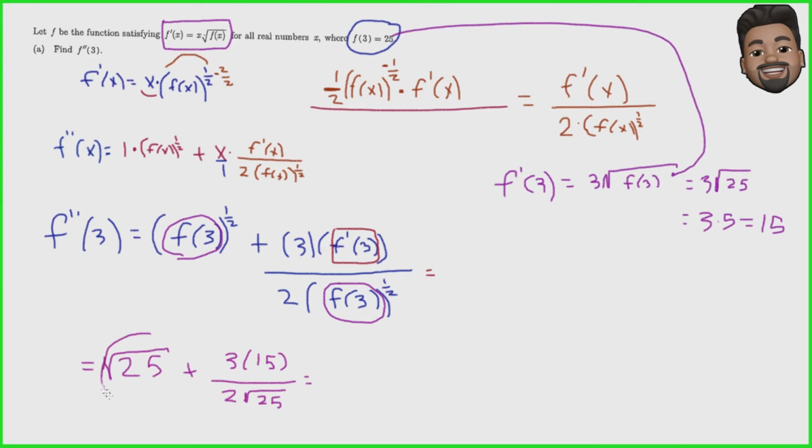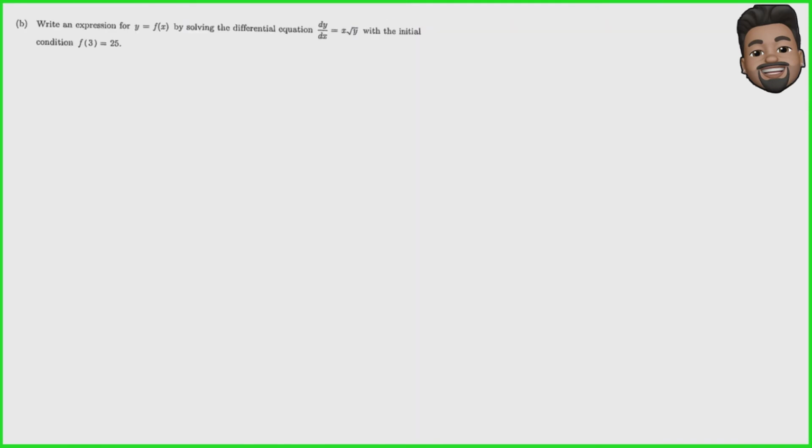The square root of 25 over here is 5, plus 3 times 15 is 45. Hopefully I know how to multiply numbers. You know that's an issue for me. The square root of 25 is 5. 5 times 2 is 10, and there it is. 45 divided by 10 is 4.5. I think, yeah, 4.5. 5 plus 4.5 is 9.5. And that would be my exact solution for this problem. Very good. So there is part A, a pretty nice one involving the second derivative, the original, and the first derivative. Let's go ahead and move on to part B.